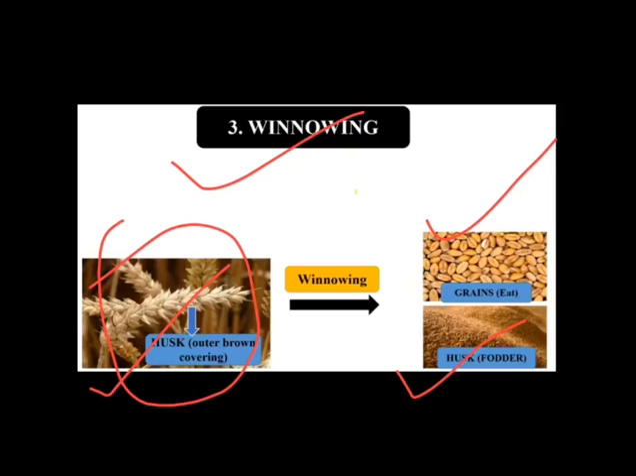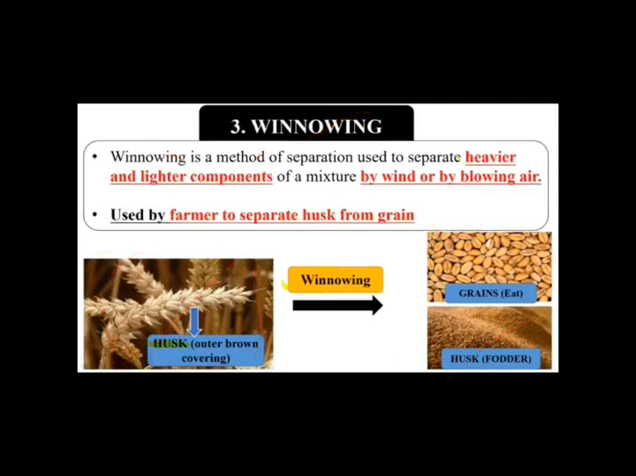Winnowing is a method of separation used to separate heavier and lighter components of a mixture by wind or by blowing air, and it is used by farmers to separate husk from the grains. So in threshing we separate the grains from the stalk, but in winnowing we separate the grains from the husk. Now we will understand the process of winnowing by this diagram.